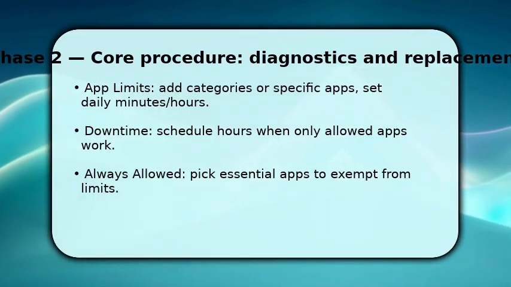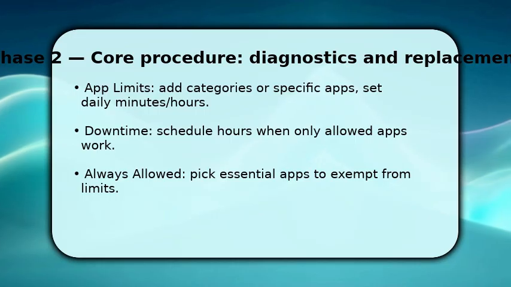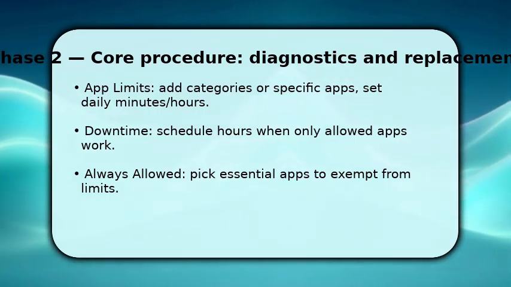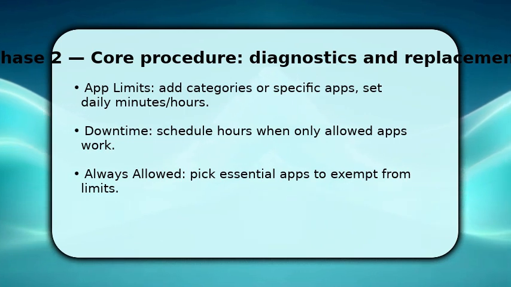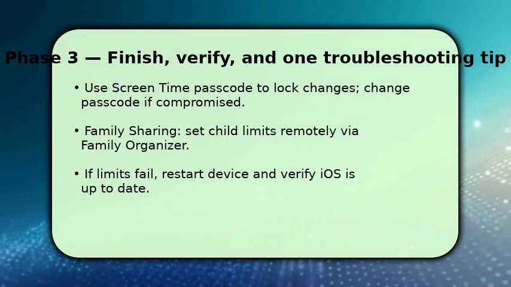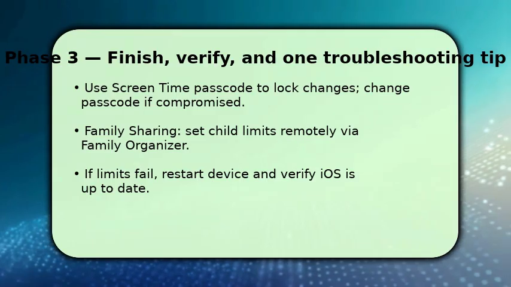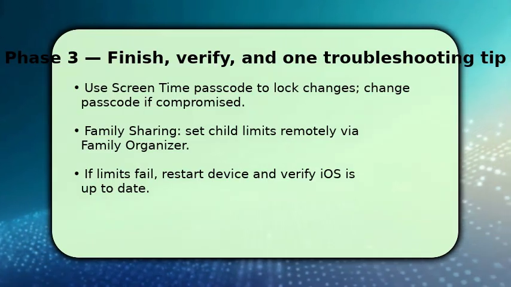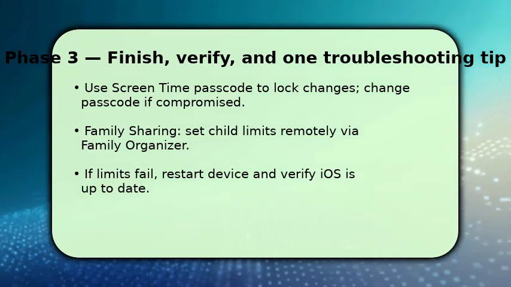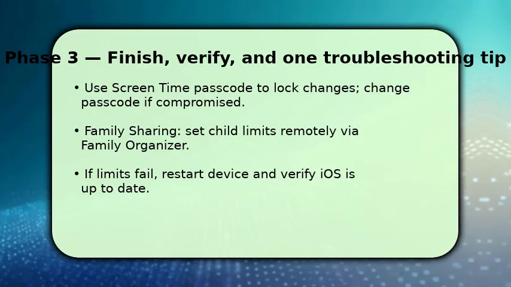Once configured, review combined usage to confirm the limits match your goals. You finish by enforcing the passcode and verifying settings. Test a blocked app to confirm the limit triggers. Once done, if you manage a child, use family sharing to apply or edit restrictions remotely through family organizer controls.